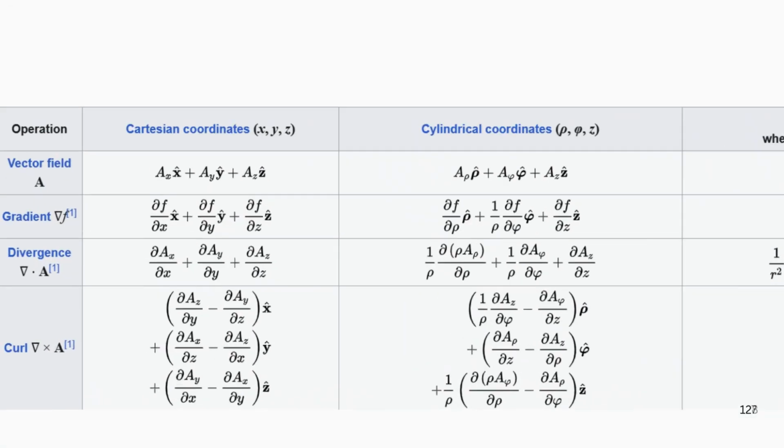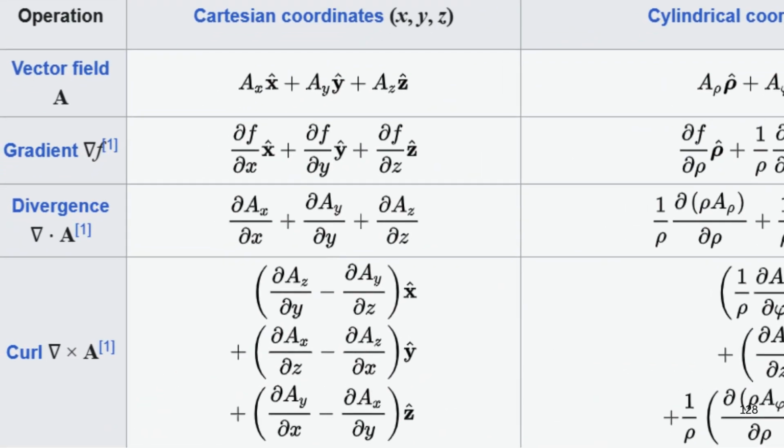Lastly, the curl in Cartesian coordinates: (nabla_y a_z minus nabla_z a_y) x-hat plus (nabla_z a_x minus nabla_x a_z) y-hat plus (nabla_x a_y minus nabla_y a_x) z-hat.